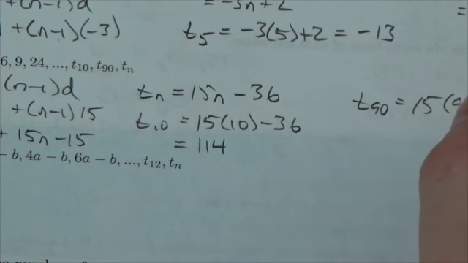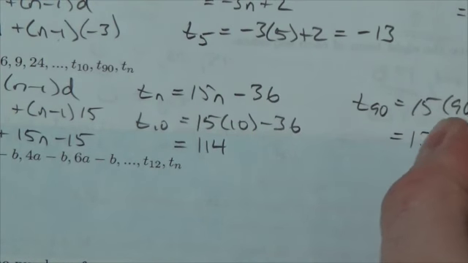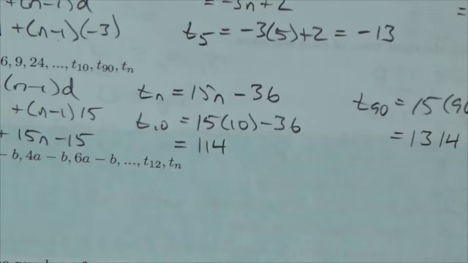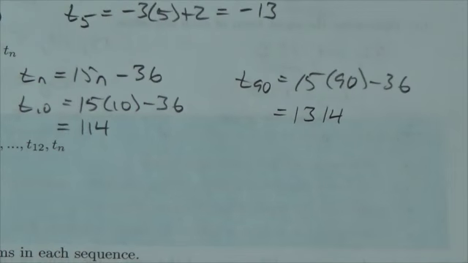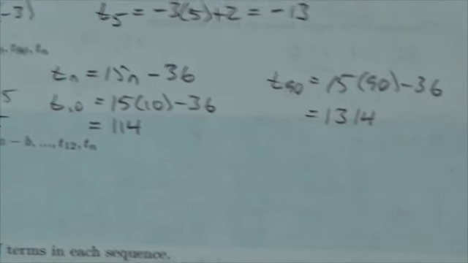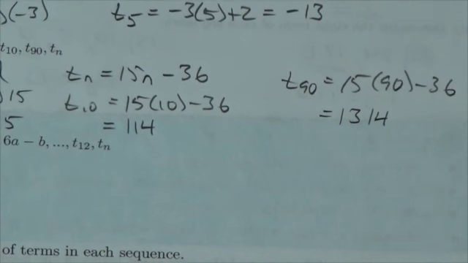And that will give us, now 15 times 90, just do it on the calculator here, which is what I just did. And that's going to end up being 1314. Whoops, sorry, that's a little bit off the screen there. Didn't notice that. And there you go. The nth term, the 10th term, and the 90th term.